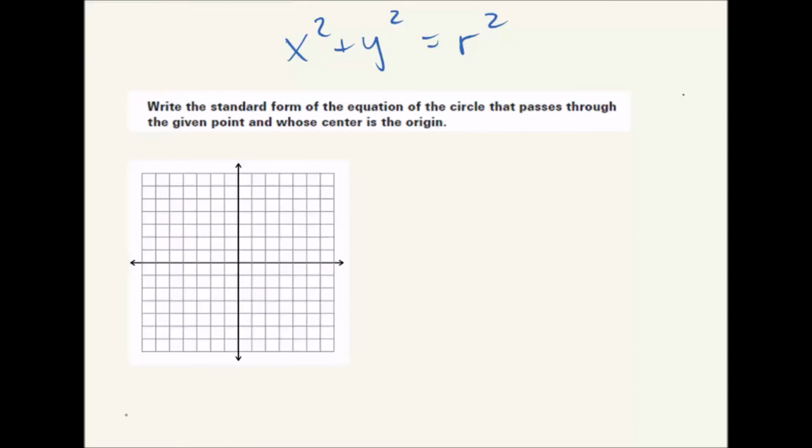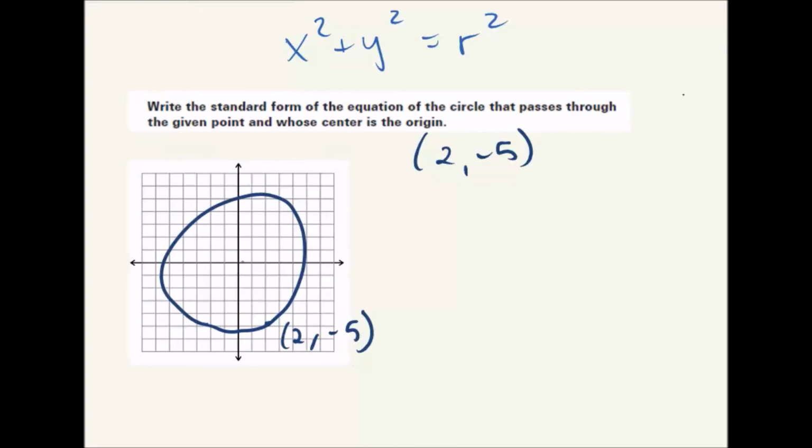Alright, and finally, this section was really short, I know. It'll say, write the standard form of the equation that passes through the given point and whose center is the origin. So let's say it tells you, okay, it passes through the point 2, negative 5. So we're going to graph that, 2, negative 5. The circle passes through that, so we can draw a circle around it. And we need to know how far that is.